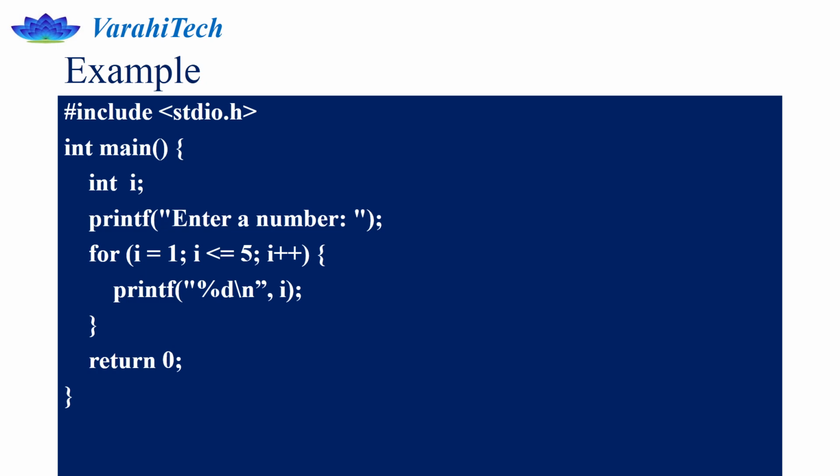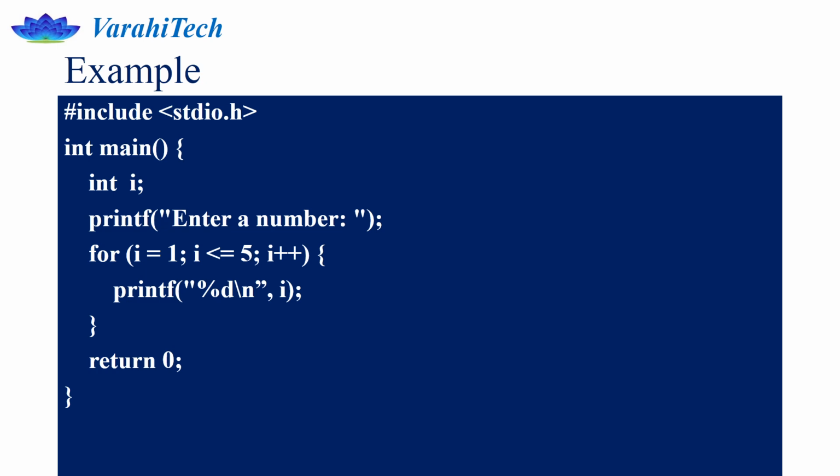The code begins by including the necessary header file stdio.h, which is required for input and output operations, then the main function, which is the entry point of the program. Then the variable i is declared, which will act as the loop counter for the for loop. The for loop is set up with three expressions: initialization, condition and increment.